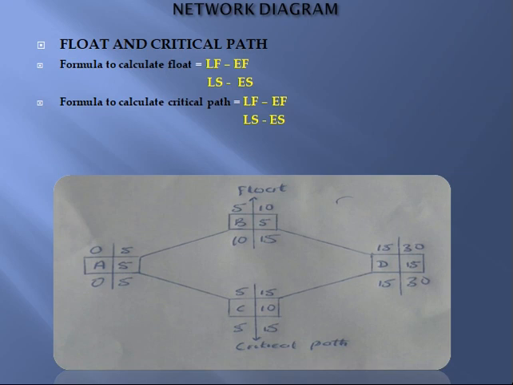Now to calculate the float and the critical part, the formula to calculate float is late finish minus early finish, and late start minus early start. To calculate the critical part is late finish minus early finish, and late start minus early start. So we are going to be applying these formulas to calculate the float and the critical parts of the project.